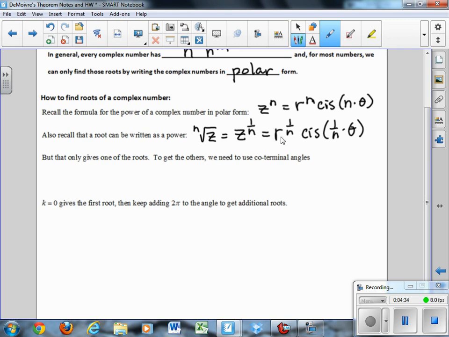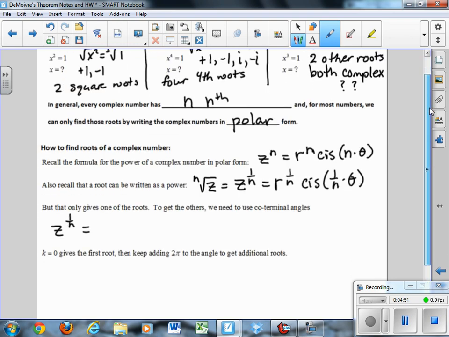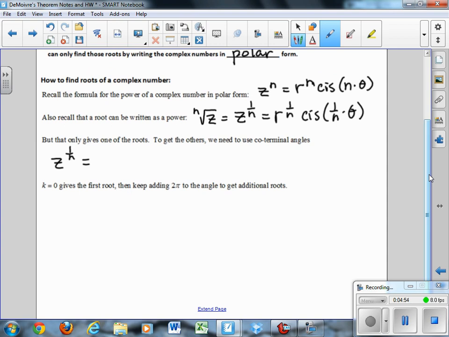But this only gives me one of the roots. So now I have to figure out how to get the rest of the roots. So this is how we do it. Z to the 1 over n, and this is de Moivre's theorem. De Moivre is a French mathematician, and it's kind of an odd pronunciation, but that's how you pronounce it, de Moivre. Okay, z to the 1 over n is r to the 1 over n cis 1 over n times theta plus 2 pi k, where k can equal 0, 1, 2, etc., all the way up to n.